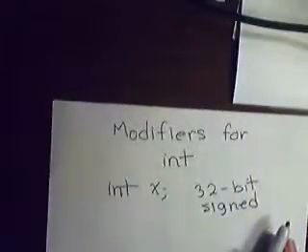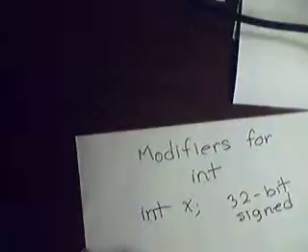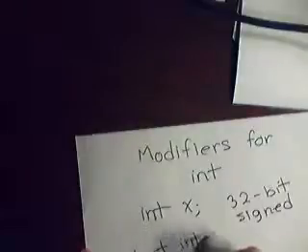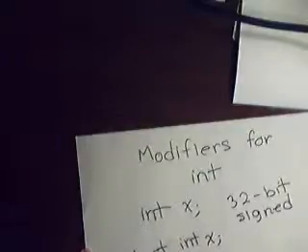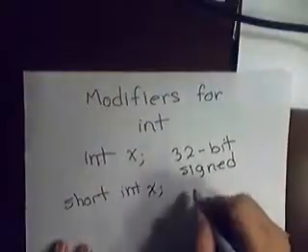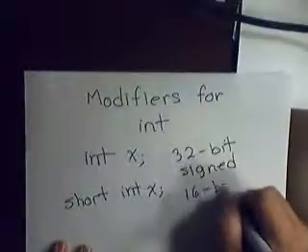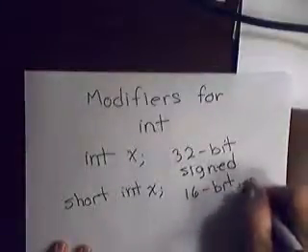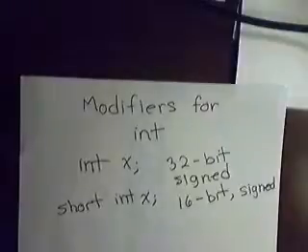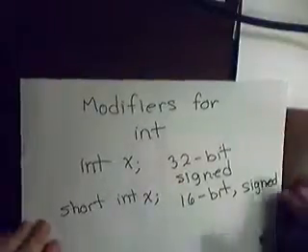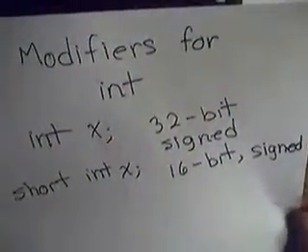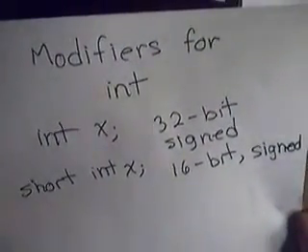So what if we use the modifier short? We could say short int x, and in this case, when we use the short modifier, we are only going to use 16 bits. Still, it is signed. So what is the range if you use 16 bits? What is the range of numbers you can represent signed? I leave that for you to derive.